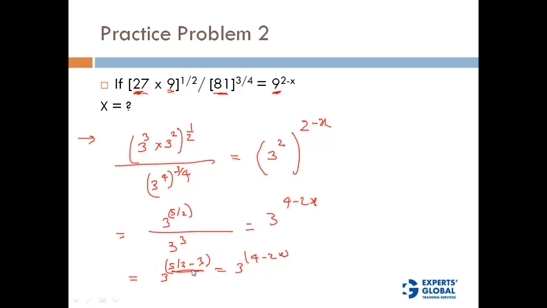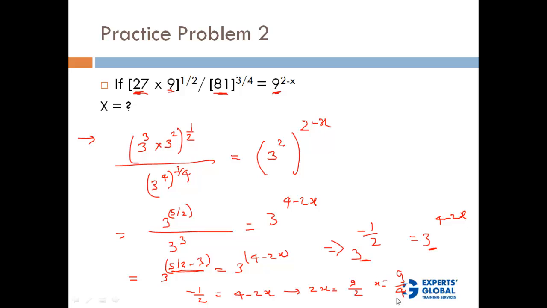5 by 2 is 2.5. 2.5 minus 3 is minus half. So what do we get? This indicates that 3 raised to minus half is equal to 3 raised to 4 minus 2x. Now we have both the bases as 3, so we'll just equate the powers. So what we get is minus half is equal to 4 minus 2x. So that means we get 2x is equal to 4 plus half, which is 9 by 2. So x becomes 9 by 4.